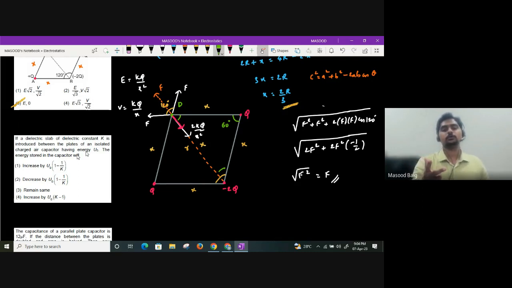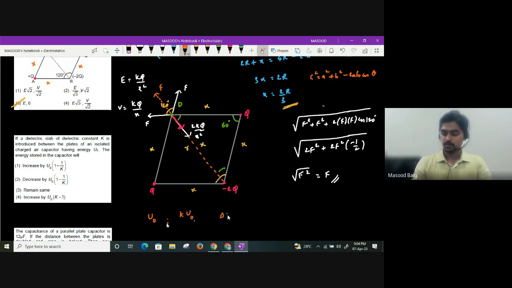And what will happen to the energy stored, guys? Energy stored is written as half CV square or not? Or you can write half into Q into V also. Will it also become K times, guys? So initially, what is the energy? Let us say initially energy is U naught. Now, what will happen to the final energy? It becomes K times of U naught. K value usually will be greater than 1.